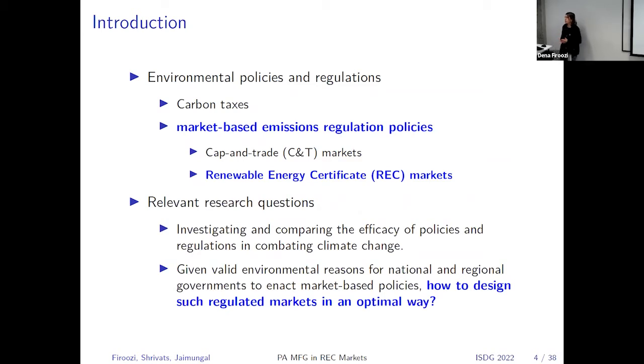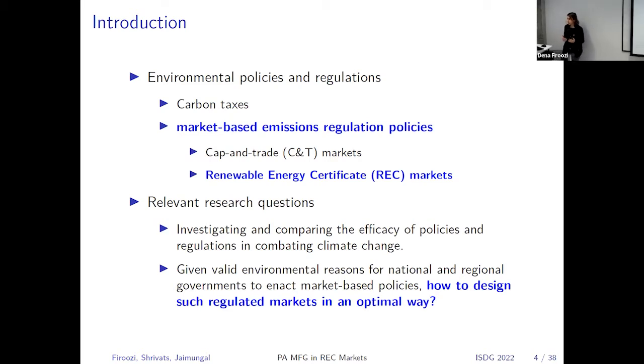Here you see two types of environmental regulations in this regard. The first one is carbon tax. It's a tax imposed on the emissions which are required for producing products and goods. And the second one is a market-based emissions regulation policy. This is in two forms: cap and trade markets, and also more recently, renewable energy certificate markets. I'll get back to these two and explain how these types of markets work in a second.